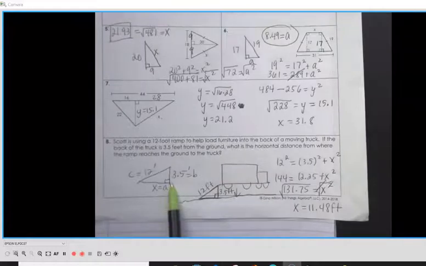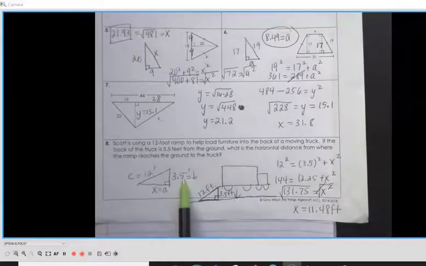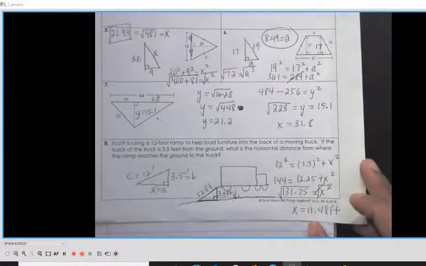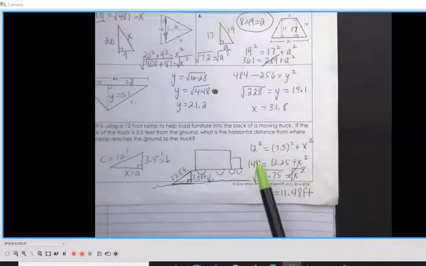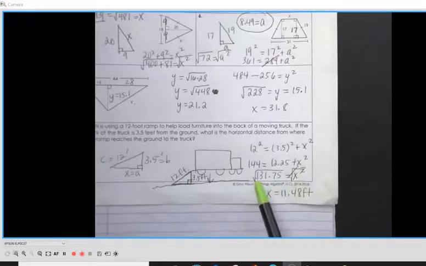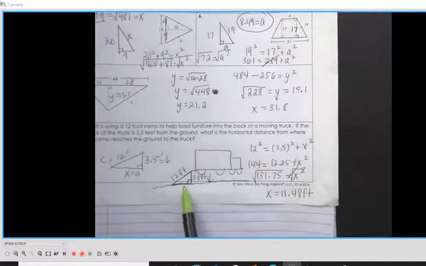Okay, so if you set up the Pythagorean Theorem, this is your c squared side. So I put 12 squared equals, I'm calling this side b, that's the 3.5, and then x squared is the horizontal distance from the ramp to the back of the truck. And then I do my math. 144, this was 12.25. I subtracted 12.25 from the 144, and I got 131.75 equals x squared. And then I took the square root of this side, square root of that side. So the square root of 131.75 is 11.48 feet. So that horizontal distance right here is 11.48 feet long.